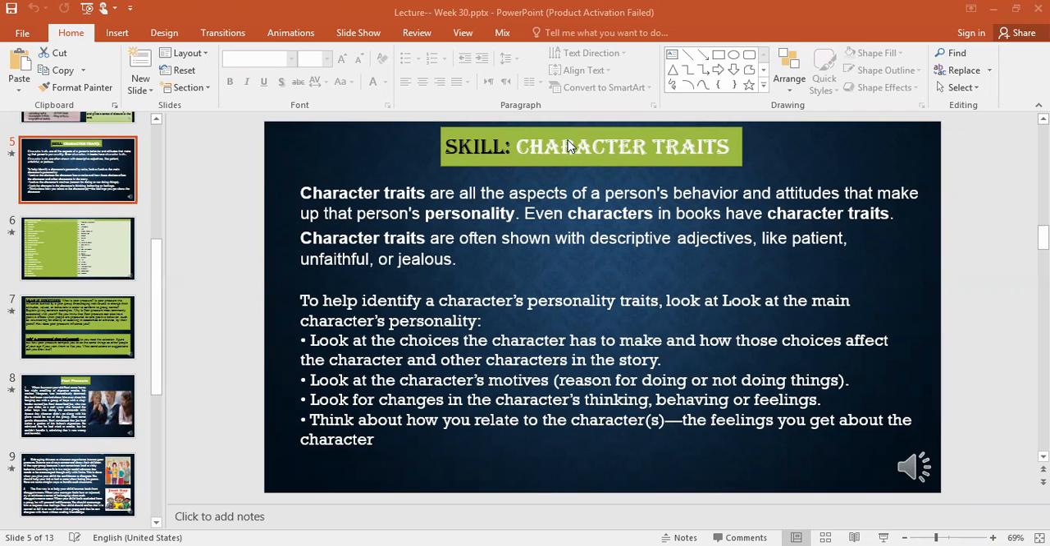And so on. Look at the character's motives, reasons for doing or not doing something. These motives also show you that this person is, let's say, a good person, a bad person, a smart person, a patient person, and so on. Look for changes in the character's thinking, behaving, or feelings. You have to focus on his behavior and on his feelings. Think about how you relate to the character's feelings and the feelings you get about the character.